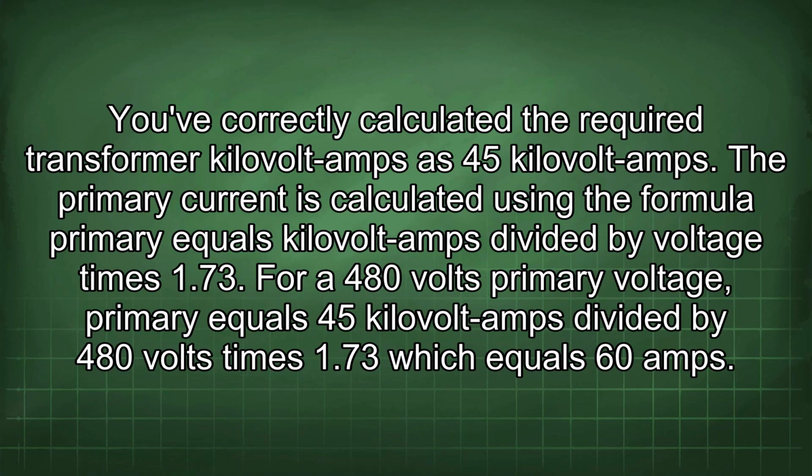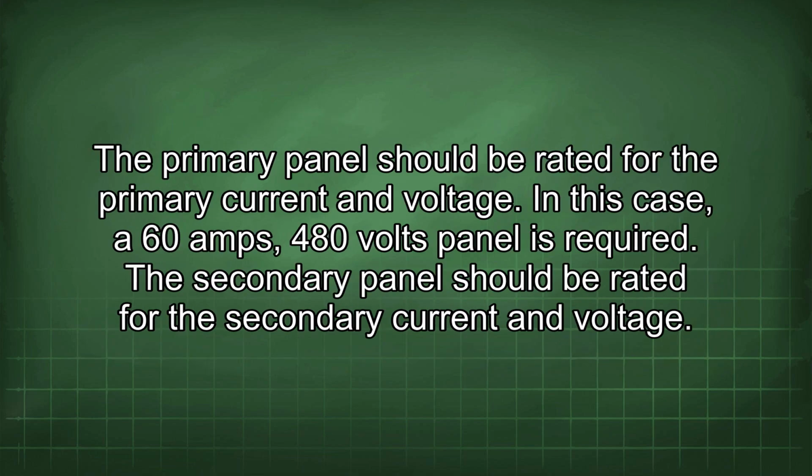You've correctly calculated the required transformer kilovolt amps as 45 kilovolt amps. The primary current is calculated using the formula primary equals kilovolt amps divided by voltage times 1.73. For a 480 volts primary voltage, primary equals 45 kilovolt amps divided by 480 volts times 1.73, which equals 60 amps. The primary panel should be rated for the primary current and voltage. In this case, a 60 amps 480 volts panel is required.